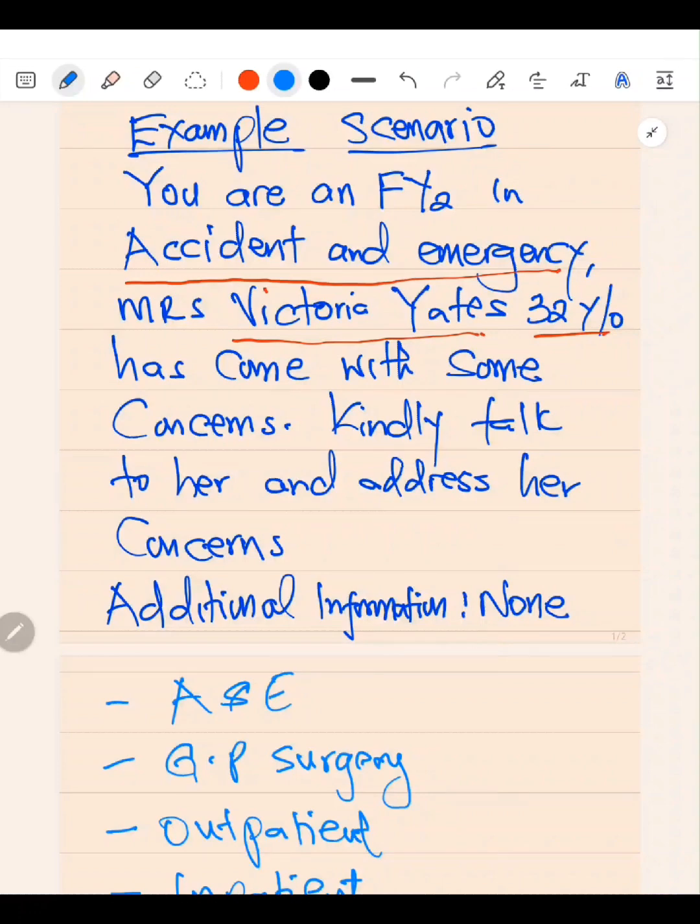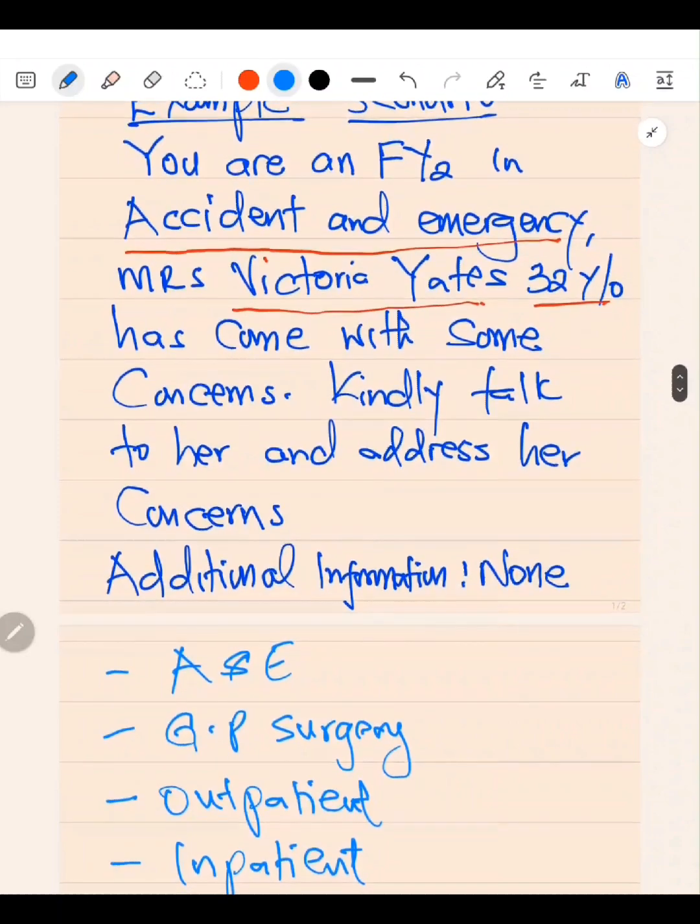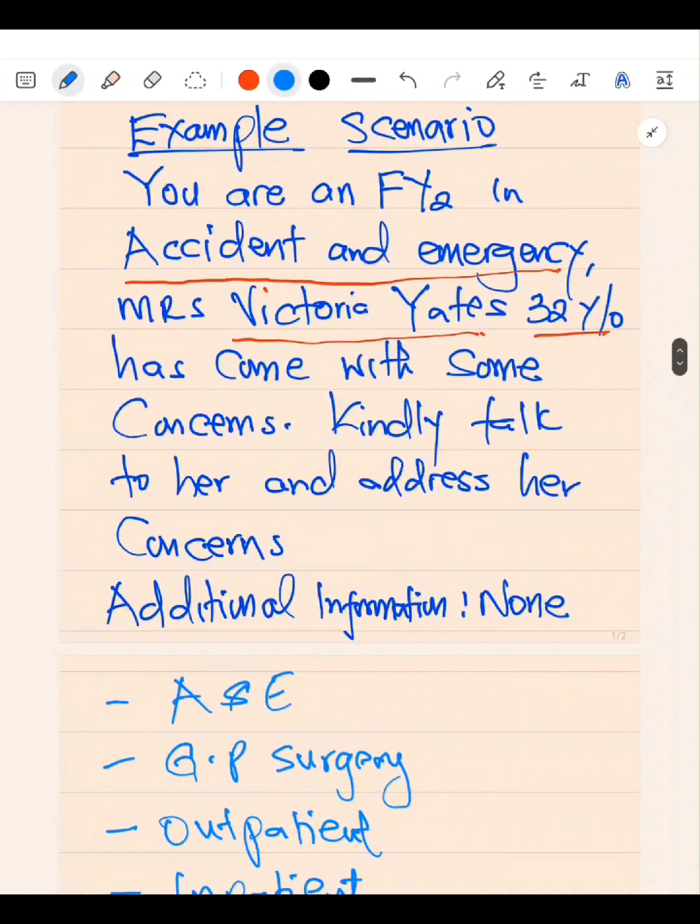The importance is that once you are in the accident and emergency, you understand that the patient might be having a condition that requires quick intervention. The patient might be in severe pain, bleeding, or having a convulsion, or any issue that involves urgent intervention.